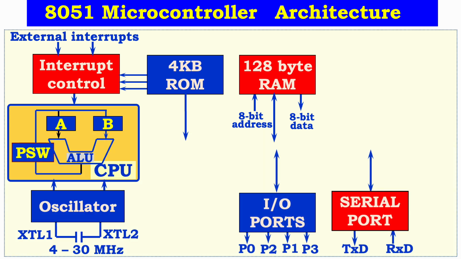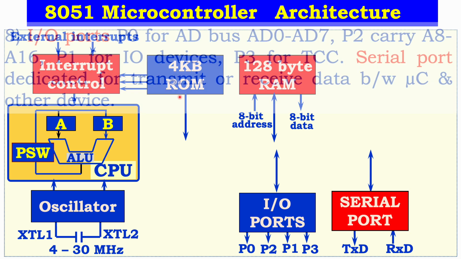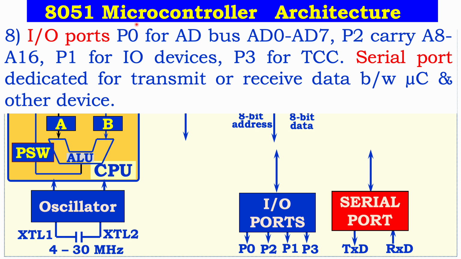Now the next one, let us see different components: the IO ports. We know that four ports are used in the 8051 controller. Let us see the purpose of all four ports. Port 0, named P0, is the AD bus. It will carry the multiplexed address and data bus, AD0 to AD7. Whereas P2 carries the address bus, A8 to A15, because 8051 is a 16-bit address microcontroller, whereas the data is 8-bit only.